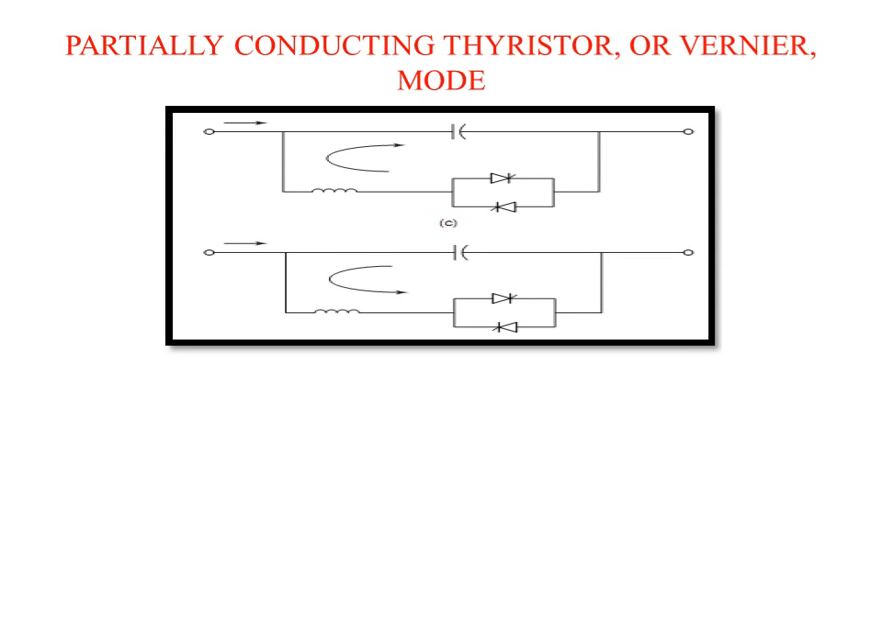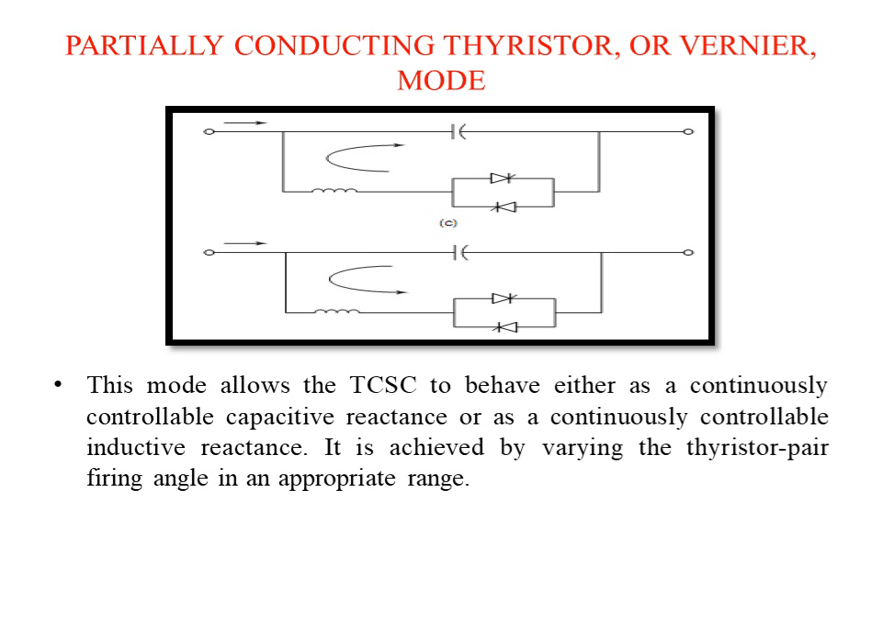So the figure shows the operation of this partially conducting thyristor or Vernier mode. This mode allows the TCSC to behave either as a continuously controllable capacitive reactance or a continuously controllable inductive reactance. It is achieved by varying the thyristor pair firing angle in an appropriate range. So we have two modes over here, that is capacitive mode and inductive mode, and this is achievable just by controlling the conduction, the firing angle of the thyristor valve, in an appropriate range.